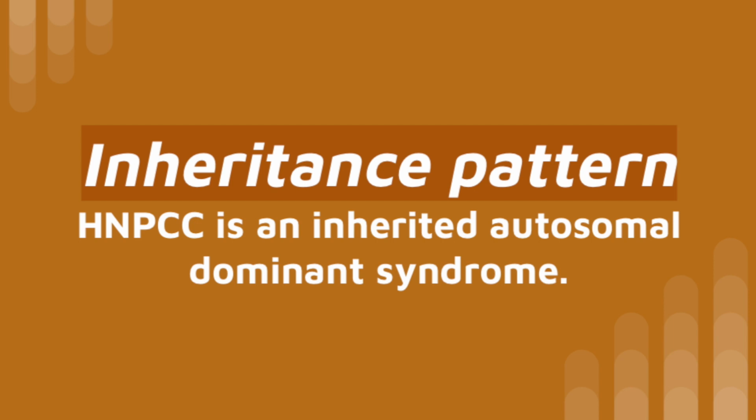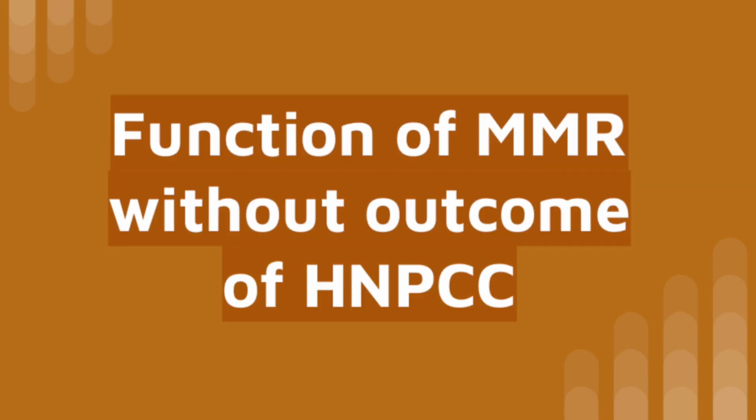The inheritance pattern of HNPCC is an autosomal dominant syndrome, meaning that the mutated gene is a dominant gene located on one of the non-sex chromosomes. You only need one mutated gene to be affected by this type of disorder. We'll be going over the function of the MMR without the outcome of HNPCC.